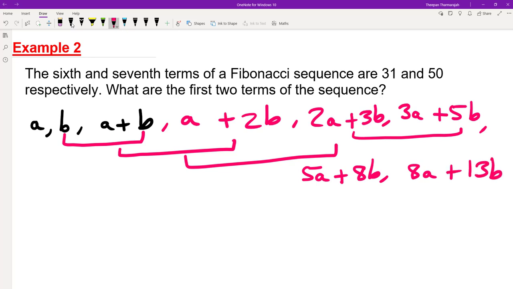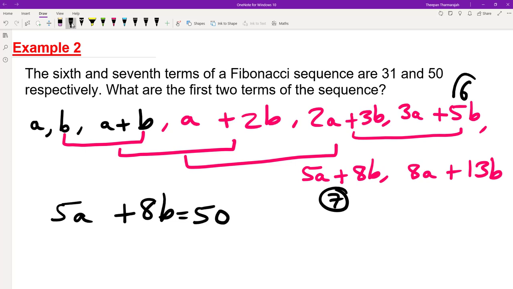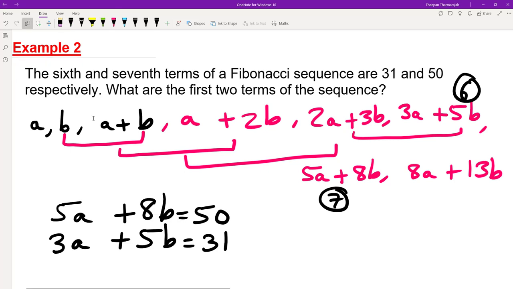Now we can check how many terms we've got altogether. So we've got 1, 2, 3, 4, 5, 6, 7, and I've got 8 terms. Okay, so what we do know is that the 6th and 7th term, so 5A plus 8B, and this is the 7th term, that is equal to 50. They've told me that in the question. And the 6th term, which is here, 3A plus 5B, is equal to 31. So now we have a simultaneous equation, and we know how to solve something like this.